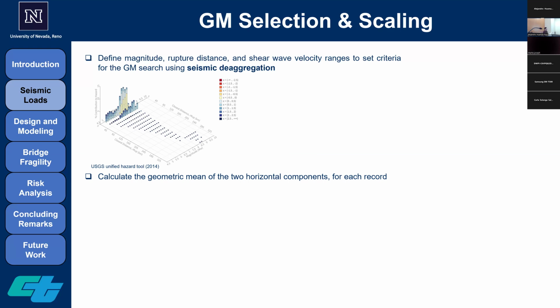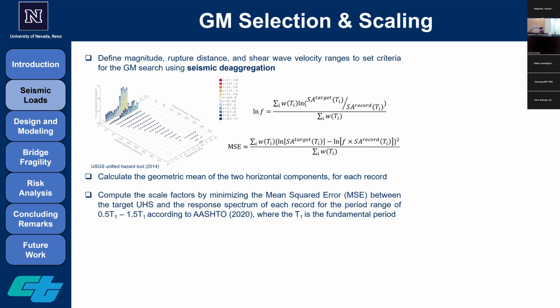So by calculating the geometric mean, we have a component that comes from both horizontal components of each ground motion source. On the next step, the scale factor is calculated, using the formula as you can see on the screen. This scale factor is calculated within a period range of interest, which for our case is 0.5 T1 to 1.5 T1 according to AASHTO 2020, where T1 is the fundamental period of the structure. By calculating the scale factor, we are able to calculate the MSE, the mean squared error, which shows us how much error exists between our target spectrum and our ground motions.